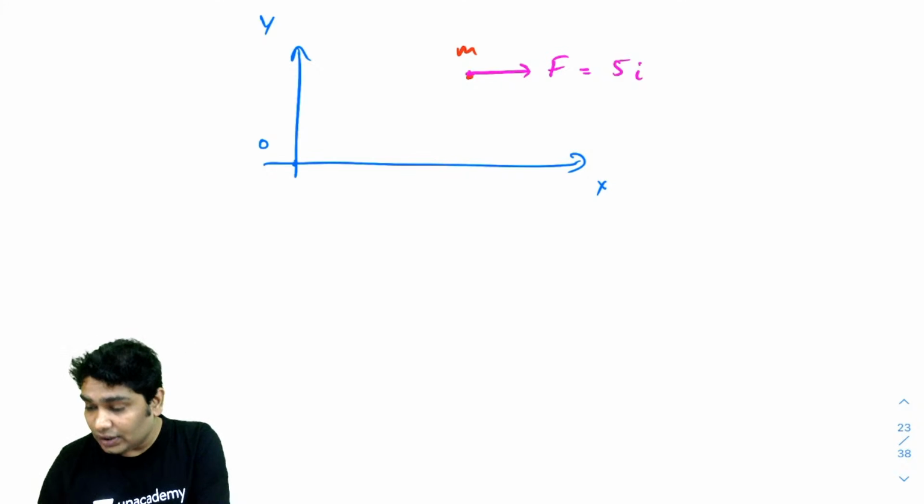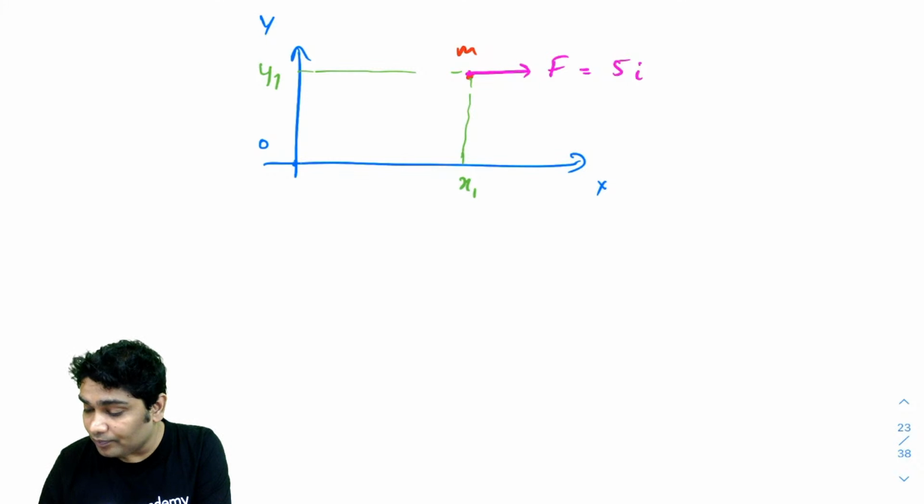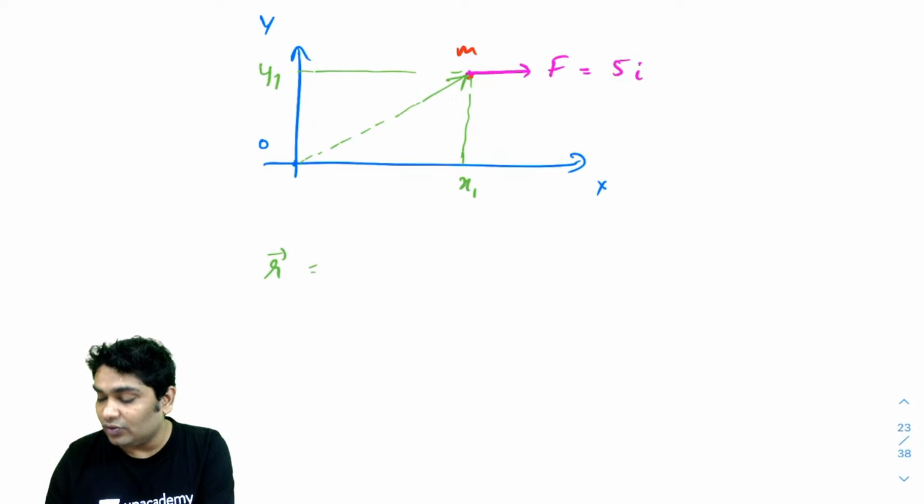Now imagine, what is the position vector of this? Position vector of this would have been, let's say that this is x1, this is y1. The position vector of m, which is this, can I say r vector would be x1 I cap plus y1 j cap, right?